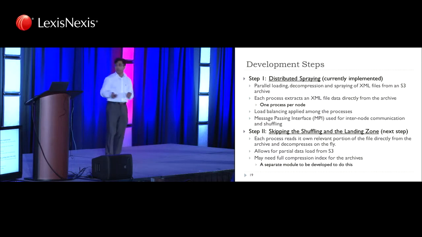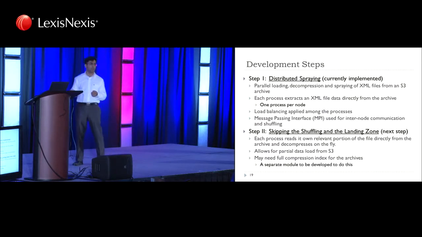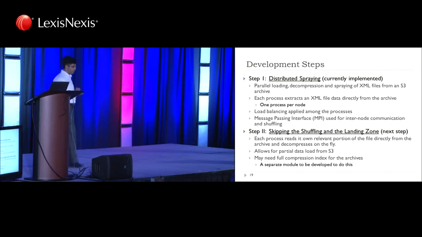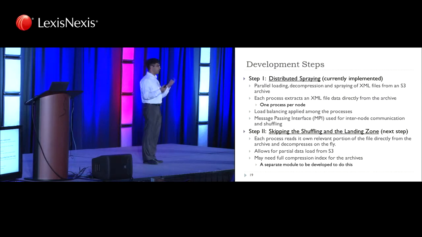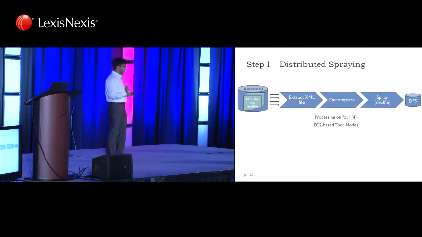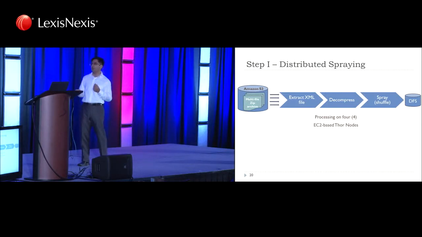And we're using a library called Message Passing Interface, or MPI, for the communication. Most of you might be familiar with it. Step 2 will be to skip that communication altogether, so that everybody is doing a completely data parallel operation where you can directly load your records on yourself without requiring any extra communication. So this is what's happening right now: there is a multi-file zip archive, multiple nodes decompress it, and do the shuffling at the end.